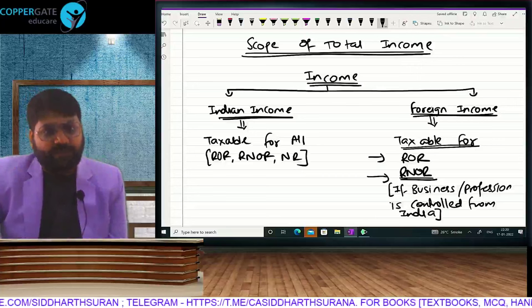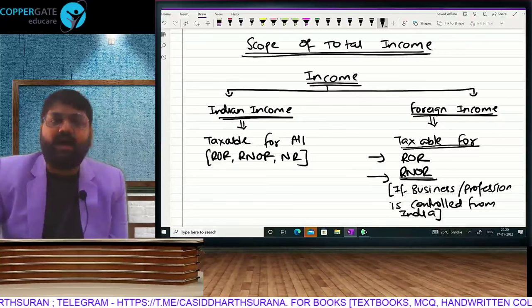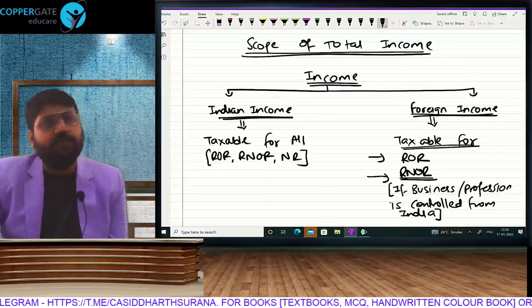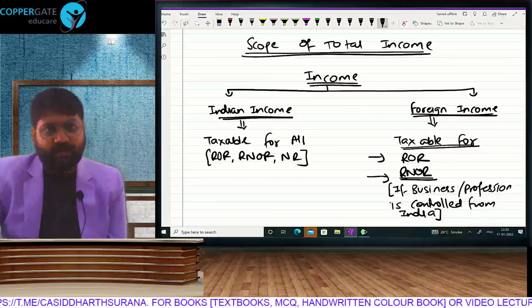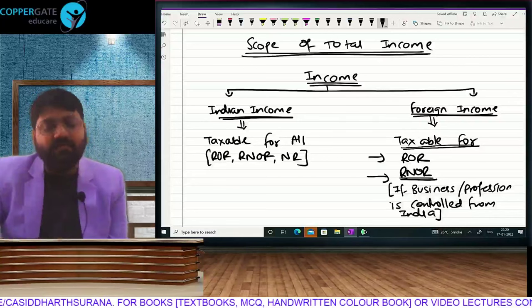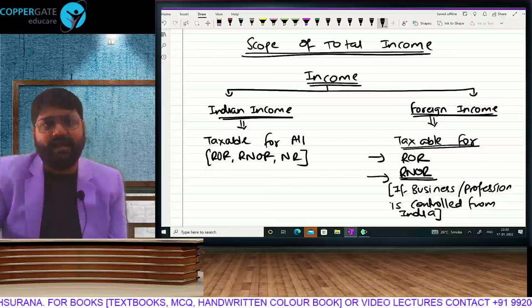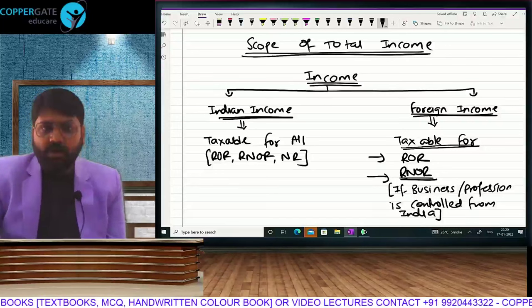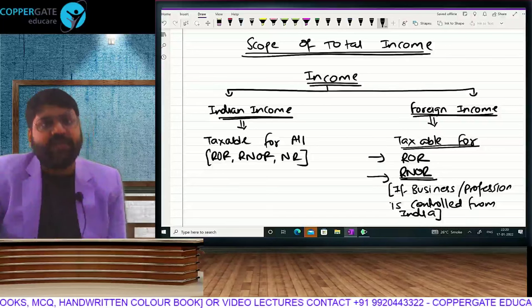If the business or profession is controlled from India, then RNOR will pay tax. Otherwise, RNOR will not pay tax. He will be treated as a non-resident for other incomes, like bank interest in the foreign country, dividend in the foreign country. Only for which income will he be treated as resident? If the income is earned from a business or profession controlled from India. This is going to majorly answer one big doubt which came in residential status.